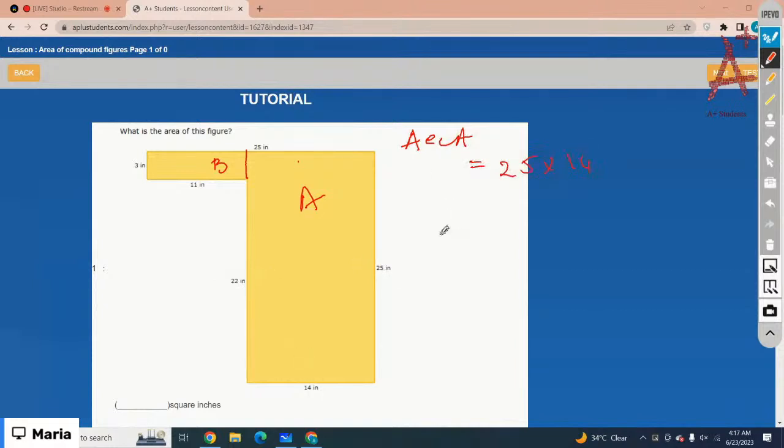Area of B is... so 25 times 14 is 350, and that would be 33. So the area of the whole shape is, you just have to add the area of A and the area of B. Got it? So it will be 350 plus 33. So that equals 383. Got it? That means the area of the shape is 383 square inches. Got it?